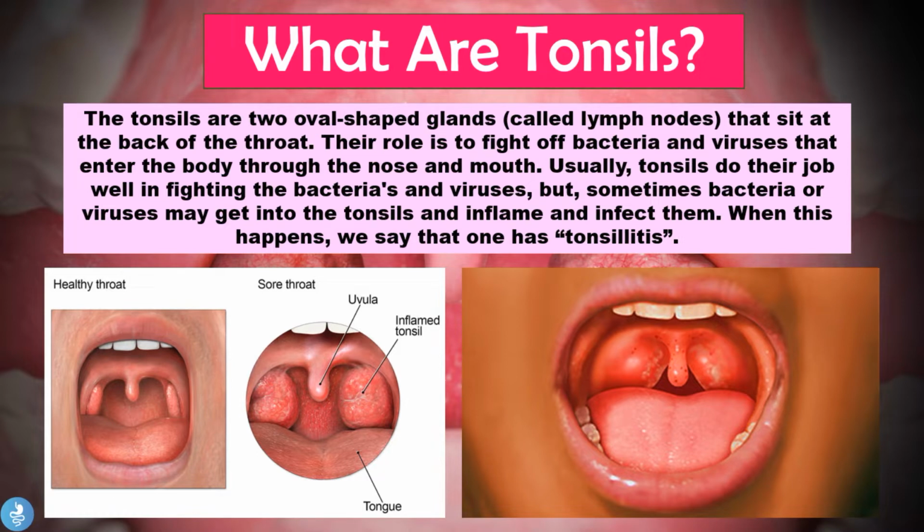what the tonsils are. The tonsils are two oval-shaped glands, which are actually called lymph nodes, that sit at the back of the throat. We have one on the right side as well as the left side, and they are situated at the posterior part of the oral cavity.